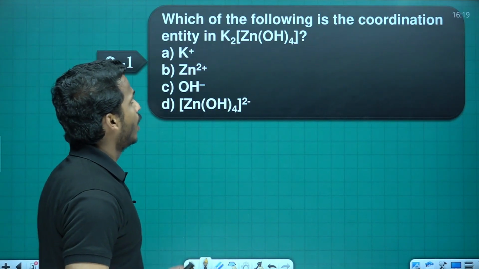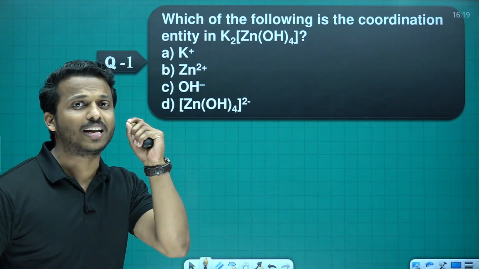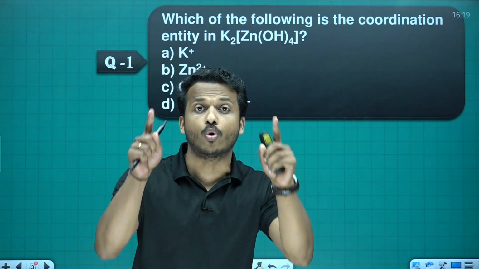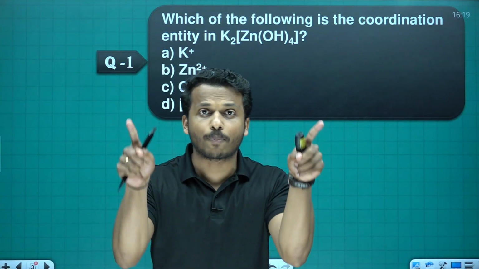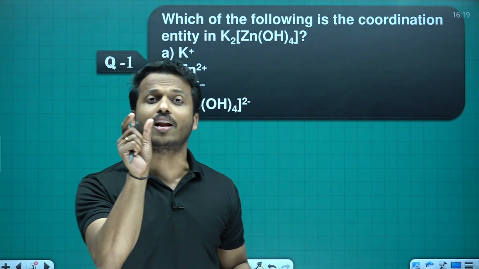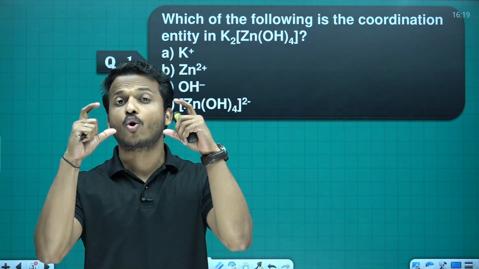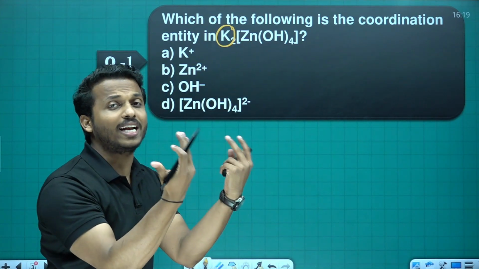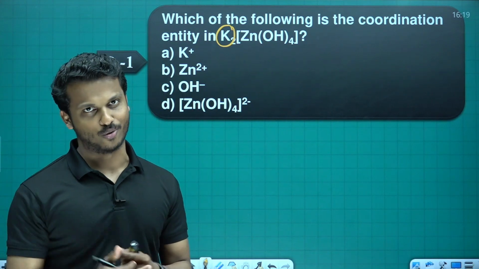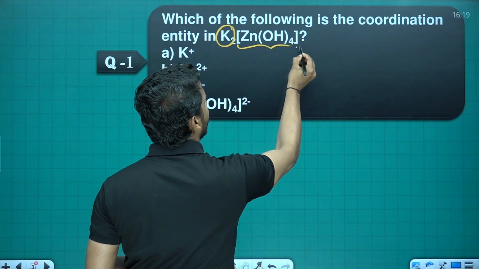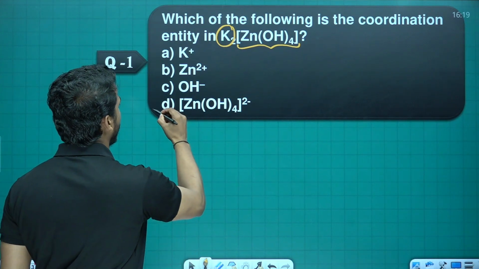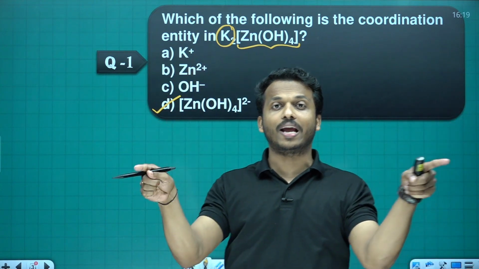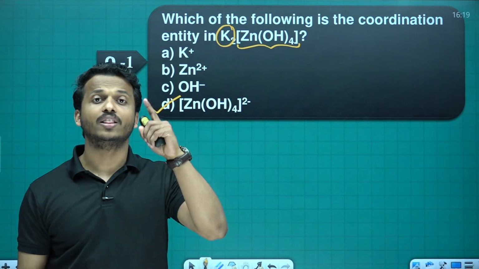Ready? Question number 1. Which of the following is the coordination entity in this one? You know what is meant by coordination entity, also called a coordination sphere: the square bracket. The square bracket contains the central metal atom and ligands. That part is called the coordination entity or coordination sphere. And the one which is present outside the bracket is called the counter ion, right? So here this is the coordination entity or coordination sphere. Yes, D is the answer, right? In a coordination sphere, we have the central metal atom first, then we have ligands.